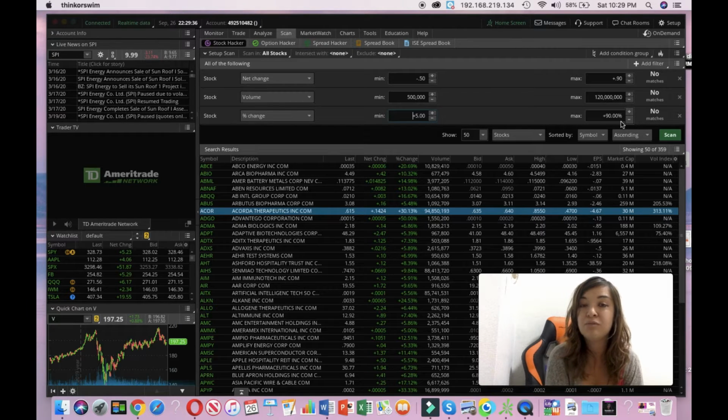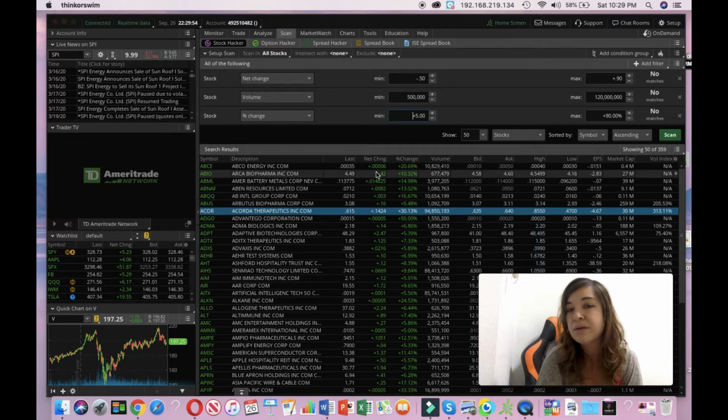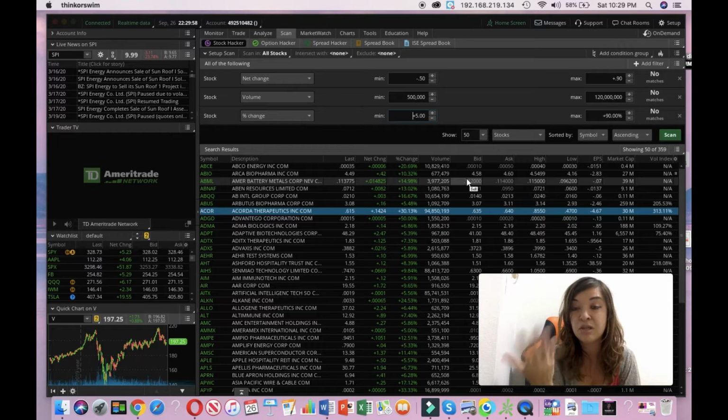I like to say between 3 and 10%. I want to get something before the big move has happened, but when there's a little bit of volume creeping into it, but not too much, because if the big move has already happened, then it's too late. So you can do that, and then of course it'll populate a list of tickers. It'll tell you the net change, percentage, volume, and so on.